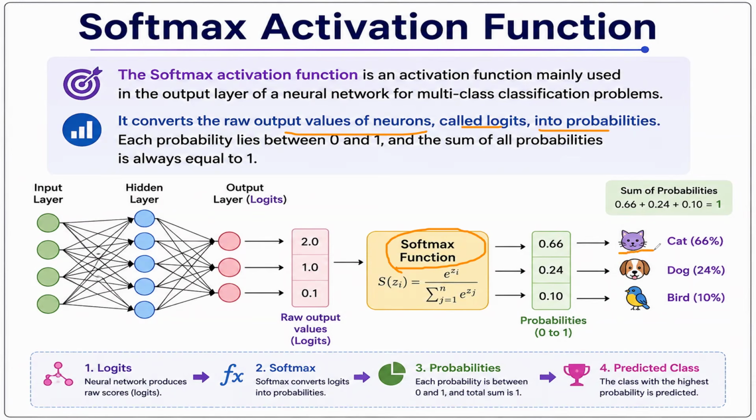The higher probability will be selected. So here the probability of cat is 66, so the output will be cat. This is how the softmax function works. First there is the logit, then we apply softmax, then probability is calculated, then we predict the class. This function is very popular for multi-class classification.